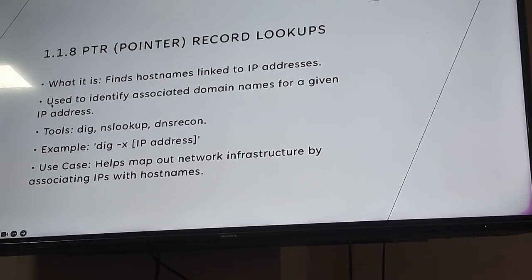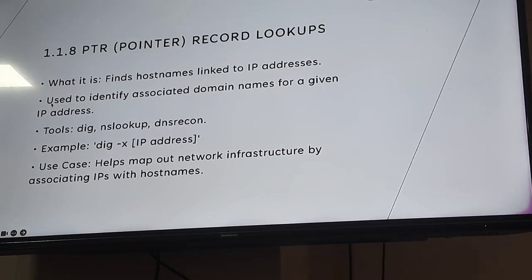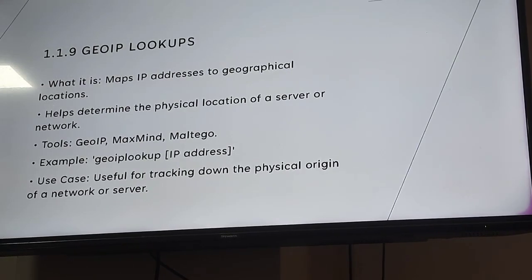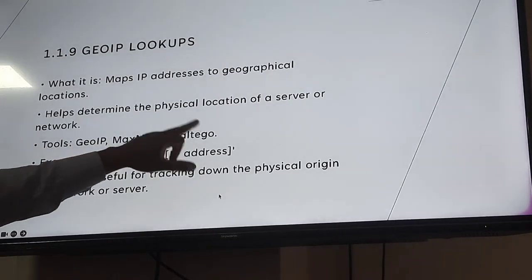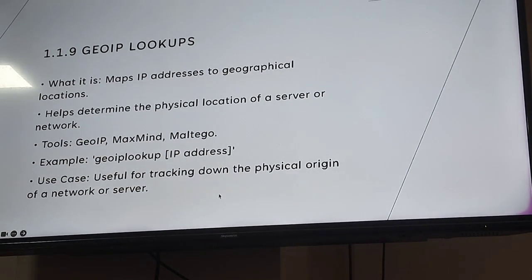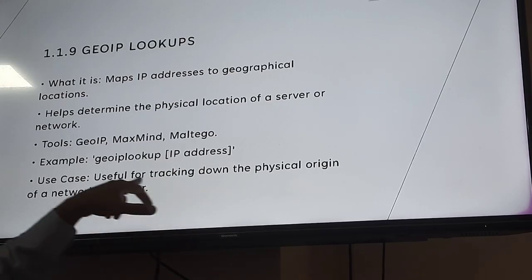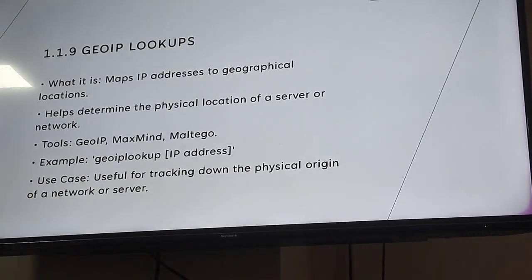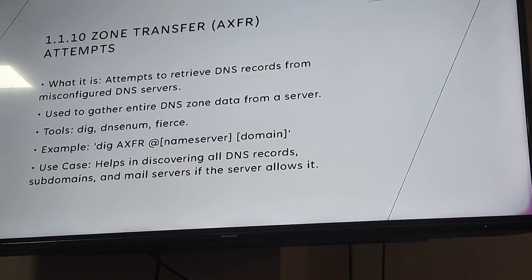So this is actually mapping the infrastructure basically. Okay, so GeoIP lookups. Remember I told you that GeoInt is one type of OSINT. So these GeoIP lookup tools, GeoIP, MaxMind, Maltego, all of these can be used for finding geographical locations. What is the use case here? For a particular server, what's the physical location? It's useful for tracking down the physical origins of a network or server. So it has to do with maps. We'll have a look at that in a separate session again.